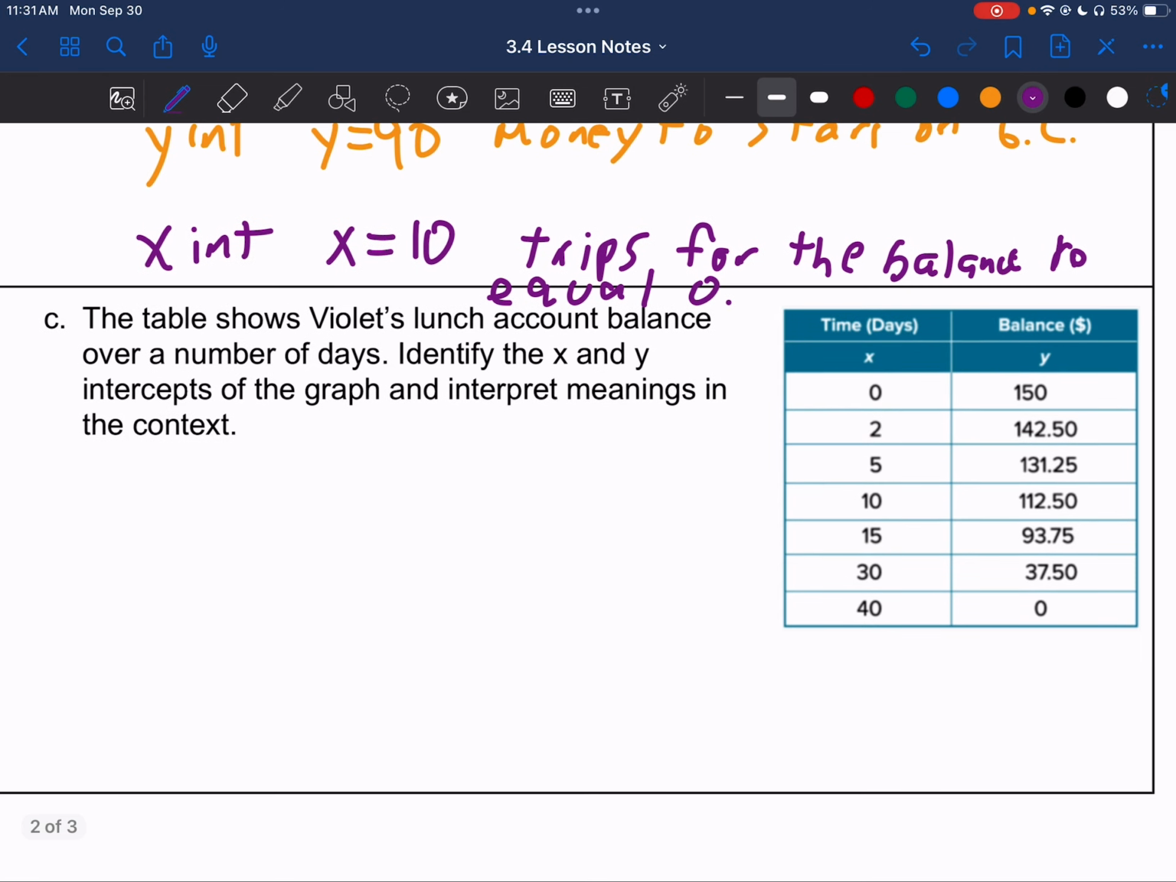Letter C. The table shows Violet's lunch account balance over a number of days. Identify the x and y intercepts of the graph and interpret meanings in the context. So again, let's start with our y-intercept. Our y-intercept is when x is equal to 0. So our y-intercept for this case, we have $150. And this is the starting balance on her account.